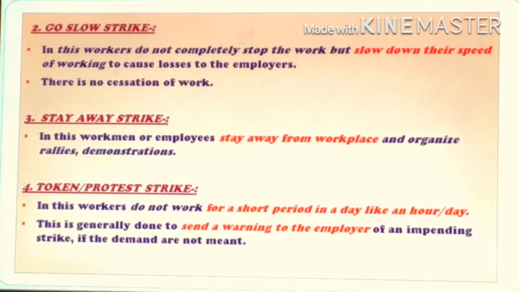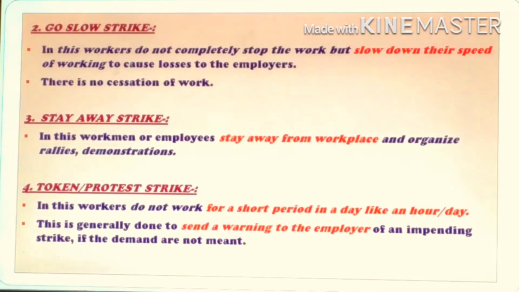Second is go slow strike. So in this, workers do not completely stop the work but slow down their speed of working to cause losses to the employers. So in the strike, the workers slow down their speed of working. Why do they do that? To cause loss to the employers. There is no cessation of work.